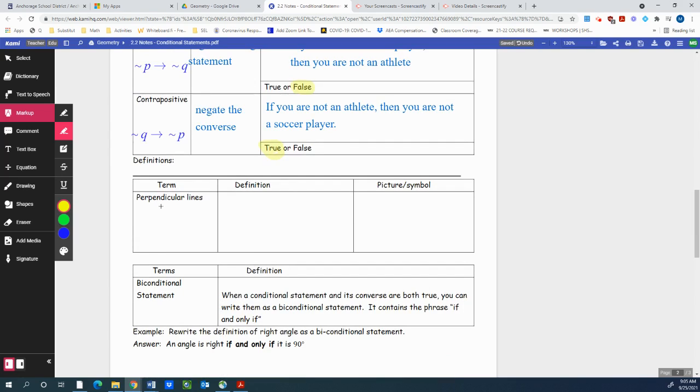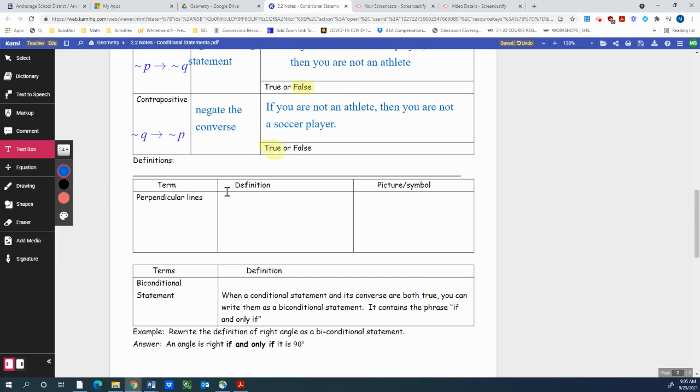Okay, let's see. So, definitions. In geometry, we have three things: definitions, theorems, and postulates. Those are the three main components that go into a two-column proof. And I mean, we use them in other areas of geometry.